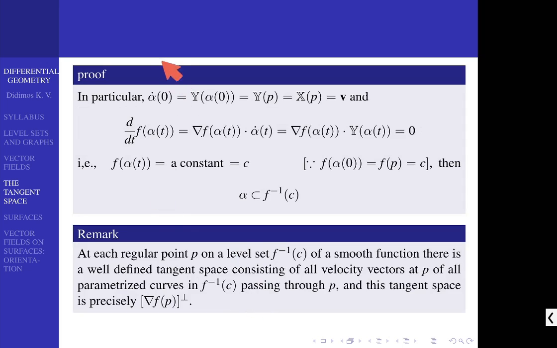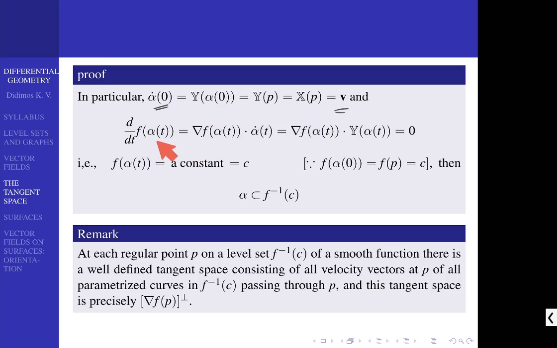Now we have alpha dot 0 is equal to Y of alpha of 0, that is Y of p, that is equal to X of p, which is equal to v. So we can say that alpha dot 0 is v. Now this shows that alpha dot 0 is the velocity vector of a parameterized curve, and that is equal to v. That means v is a tangent vector. So if you choose a vector v which is perpendicular to del f of p, from this you can get that v is a tangent vector at p.